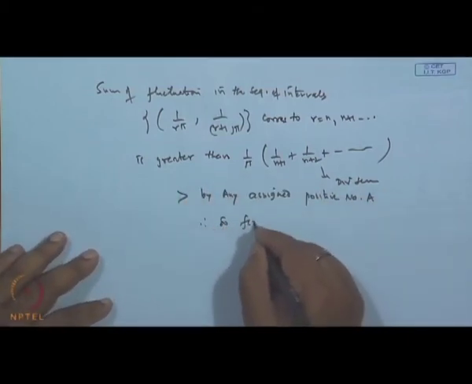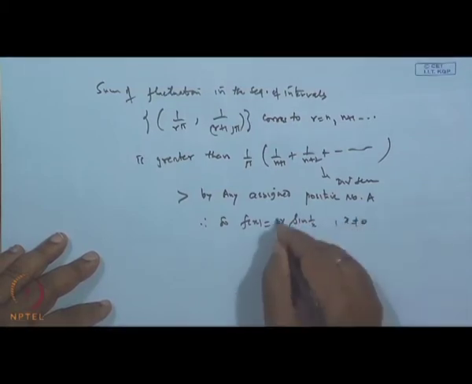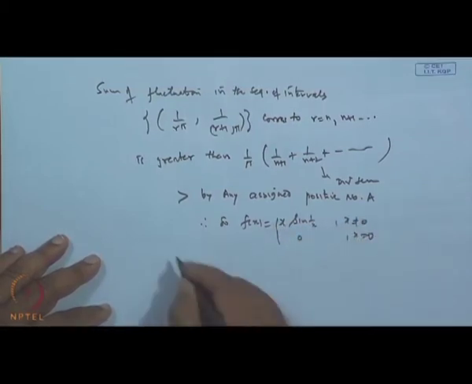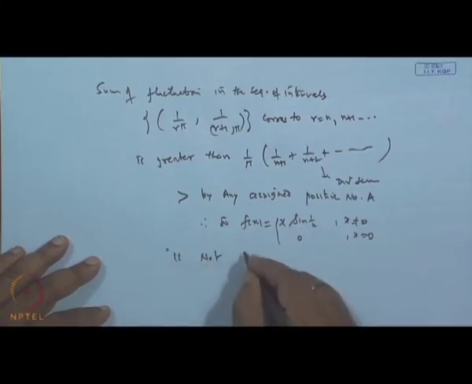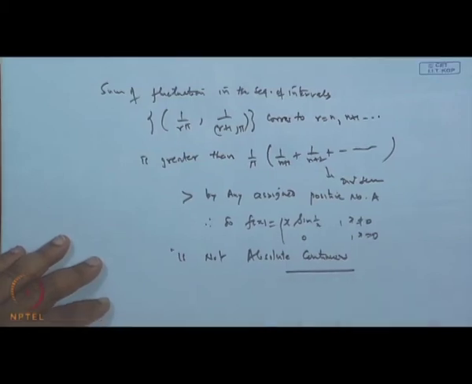Therefore, the function f x, which is x sin 1 by x when x is different from 0 and 0 when x is 0, is not absolutely continuous. Okay.